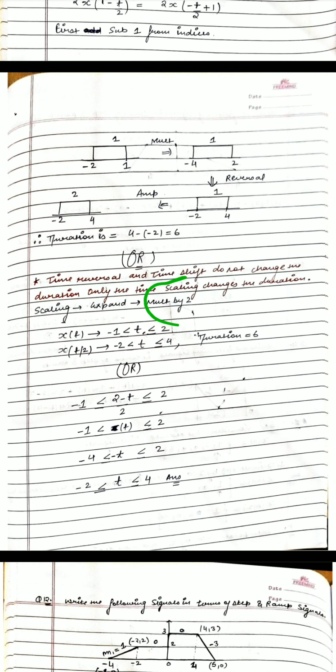Time reversal and time shift do not change the duration. Only time scaling changes the duration. So what is the scaling here? Scaling here is expand by 2, multiply by 2. So multiply this duration by 2. So the duration is from minus 2 to 4. Duration is 6. Or we can also do, there are 3 methods to do the same question.